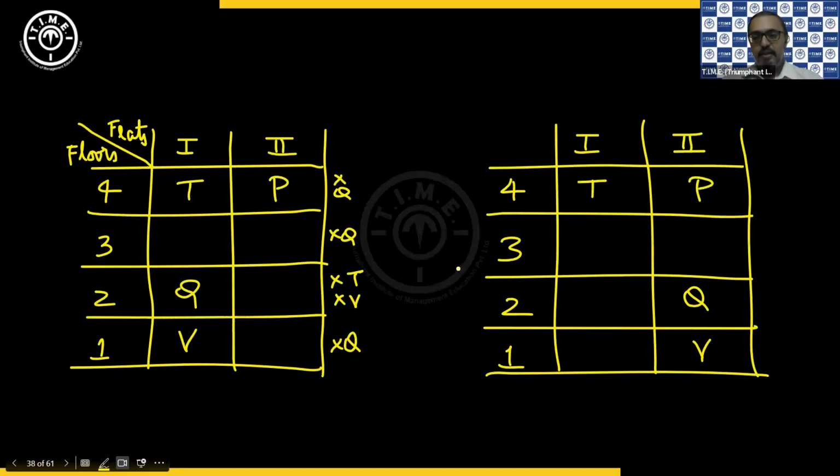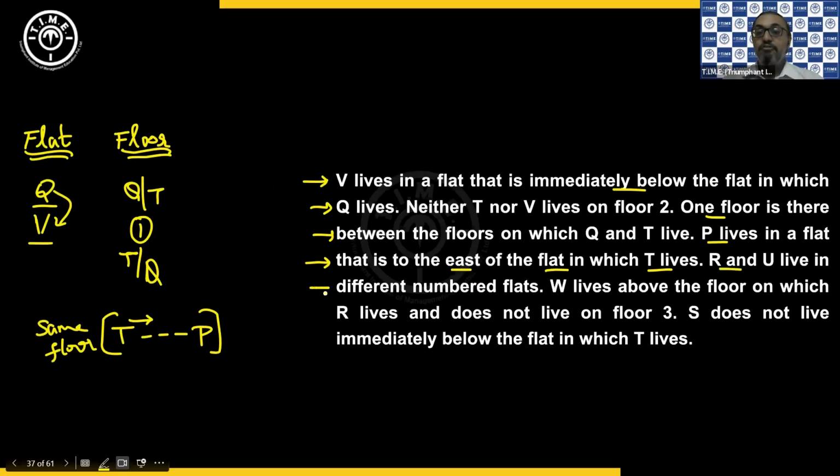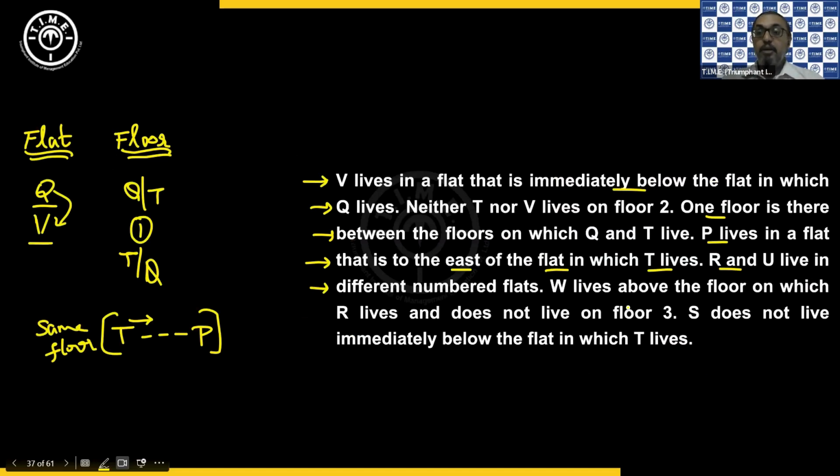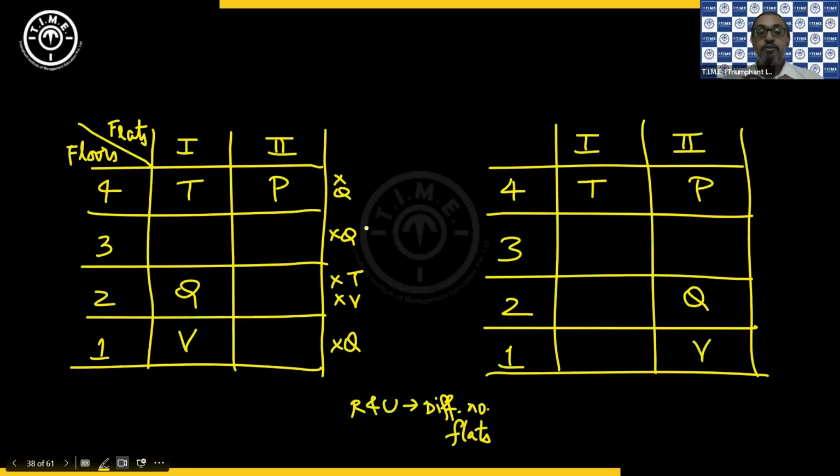Right. Next. R and U live in different numbered flats. Okay, so R and U, he says different numbered flats. Okay, we'll come to that. Then further, W lives above the floor on which R lives and does not live on floor 3. So W is above the floor of R, he says. W is ruled out from floor number 3.